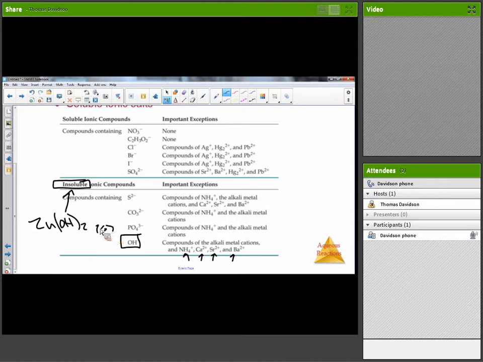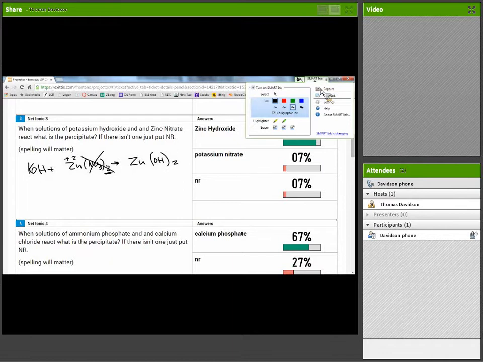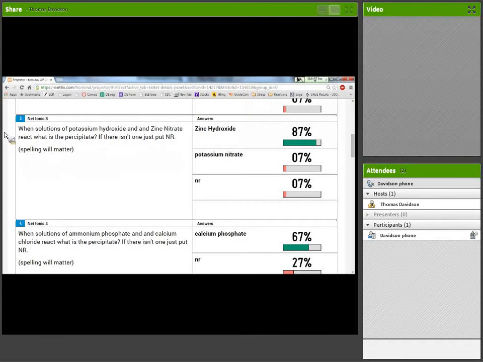Got to come back. 87%, that's really super good. So didn't even need to do that one. All right, 67% got this one right. Oh, I thought you were going to scroll, but that's okay.